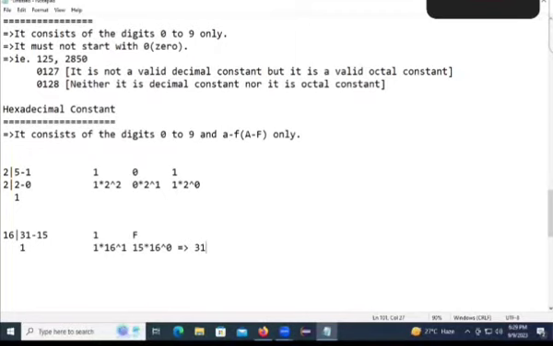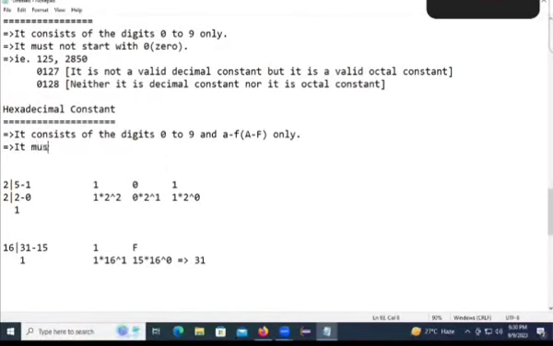Whenever the remainder is two digits, 10, 11 to 15, you need to write it as A to F. And while calculating, you have to use the value as 10 to 15. Okay? So that's what I'm saying. A to F, small a to f or capital A to F, you can take.